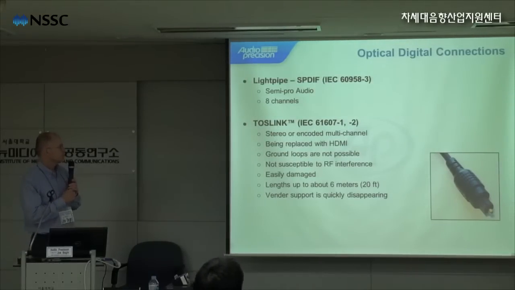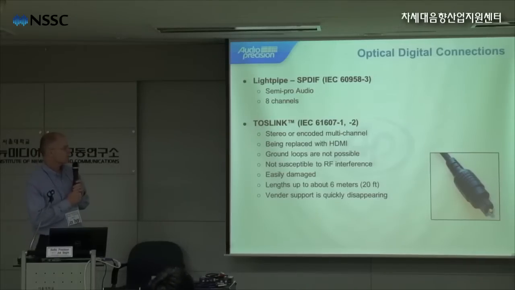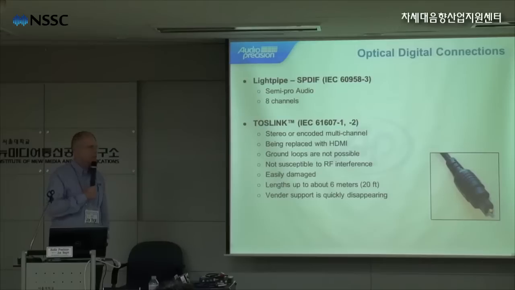This is the optical digital connection. So there's light pipe, which is S/PDIF. The light pipe is semi-pro audio, which handles up to 8 channels. And then the Toslink is IEC 61607-1 and -2, so it's stereo or encoded multi-channel. This is gradually being replaced with HDMI connectors, so we're seeing these optical connections go out of favor in consumer equipment. A lot of newer devices don't even have them.